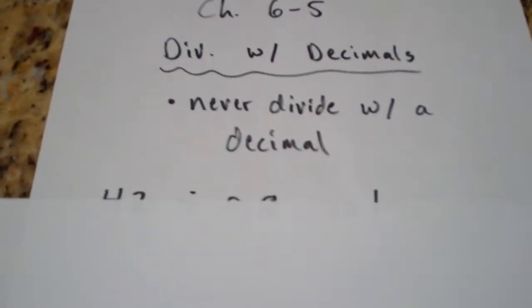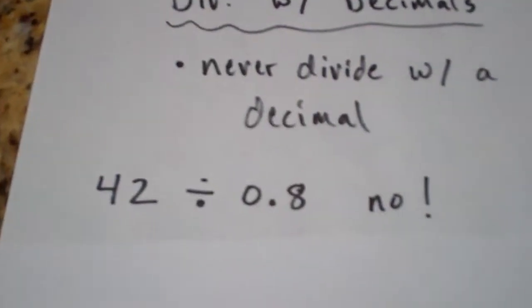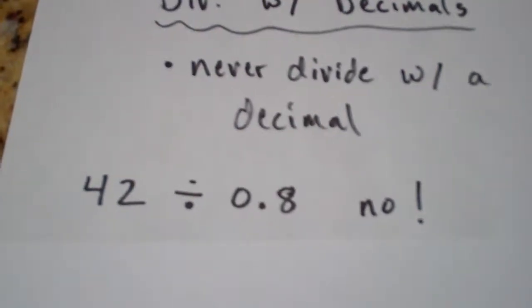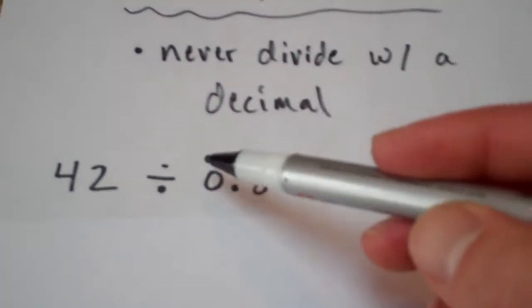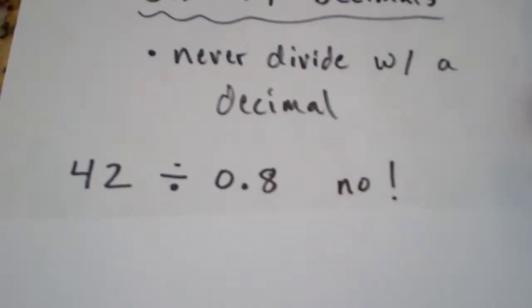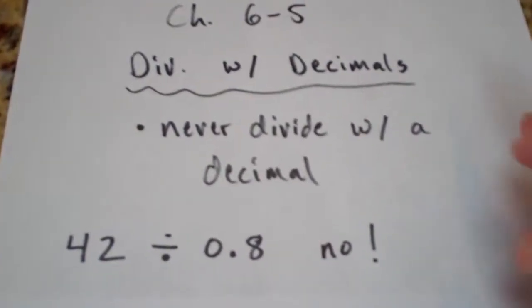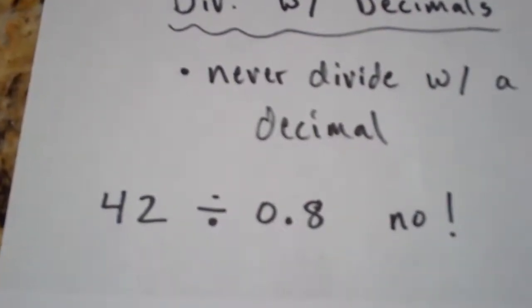So let's have an example here. Here is 42 divided by 0.8. Notice the number we are dividing with is a decimal. We cannot do this problem yet.